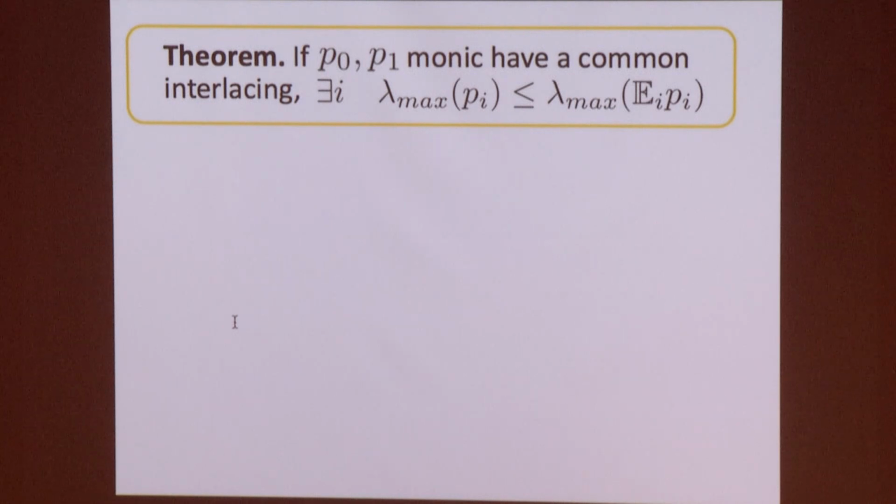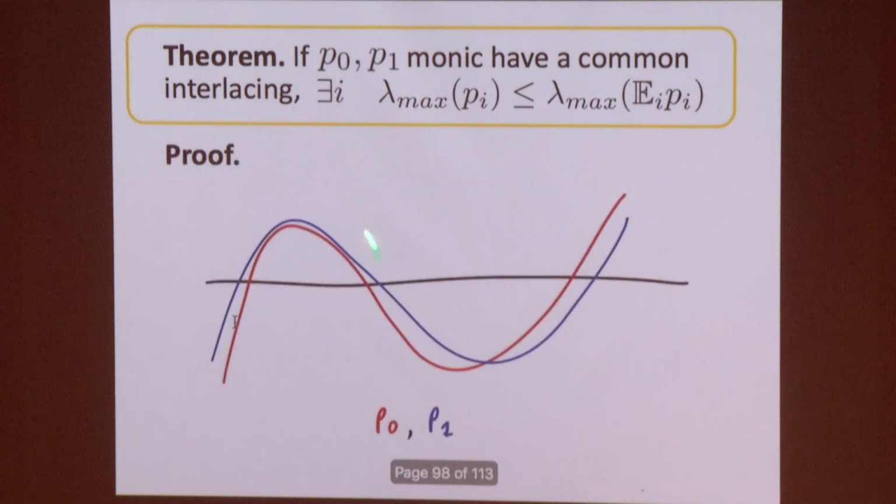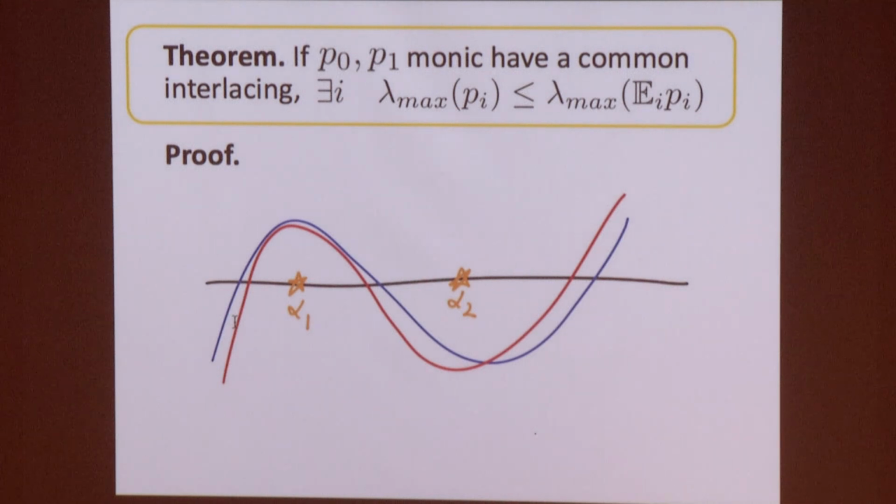Here's the proof, just proof by picture. Here are my two polynomials. They're degree 3, red and blue. And they have a common interlacing. So there's a polynomial of degree 2 with roots, let's say, alpha 1 and alpha 2, such that between any two of these roots, there's an alpha i. And now, what does this common interlacing do?